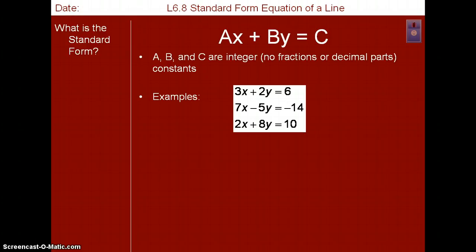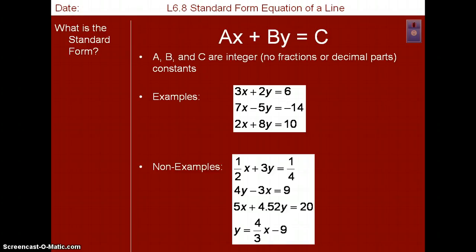Couple of examples. These are all examples of standard form equations where the x and y terms are both on the left side of the equation. The x term comes first. The middle one looks a little bit goofy, but really remember that minus as though it is a plus negative, so we're okay with that one.